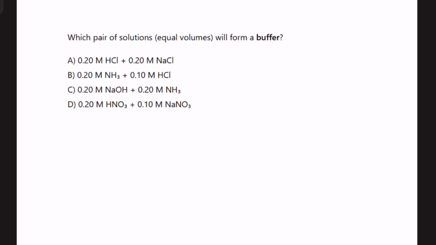Last question, which pair of solutions of equal volumes will form a buffer? This is a very common question. So let's go through each of our answers. So let's look at option A. I have a strong acid, HCl, reacting with a salt. This will not produce a buffer. Any strong acid or base mixed with a salt is not going to produce a buffer because we want to have excess weak acid or base.